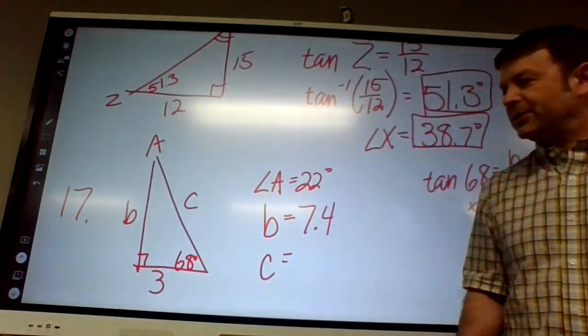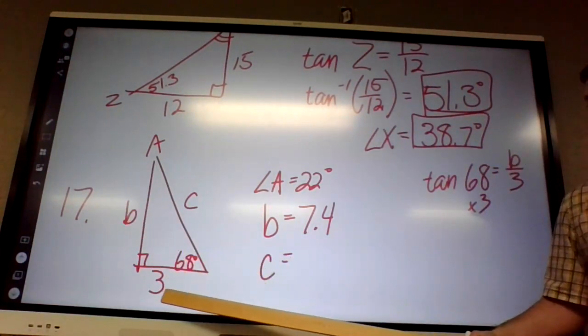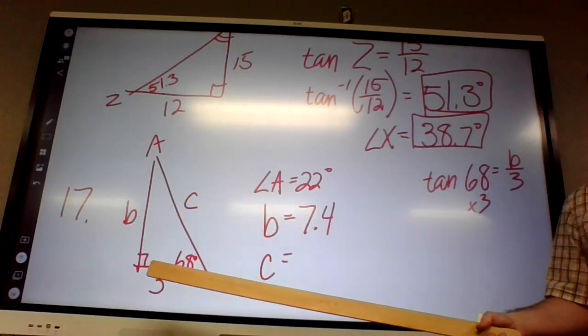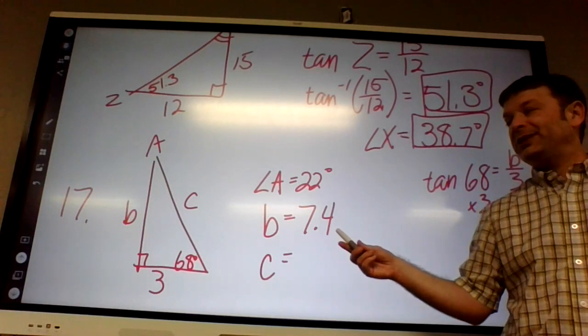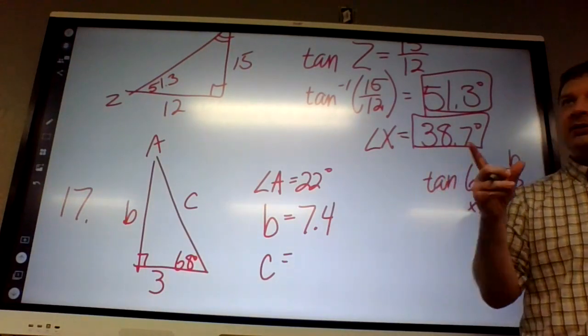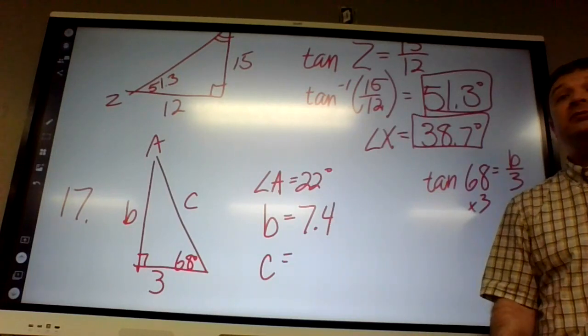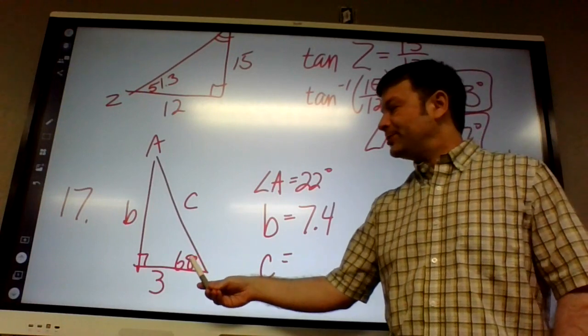Okay, now technically, since we have B, you could use Pythagorean theorem to find C. However, because we rounded B off, if we did that, we would be in danger of getting a slightly wrong answer. Because 7.4 is not the exact answer. So let's use trigonometry to find C.